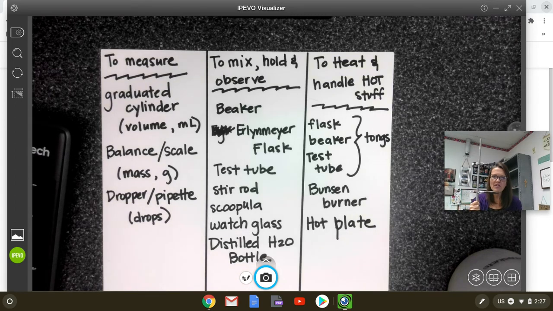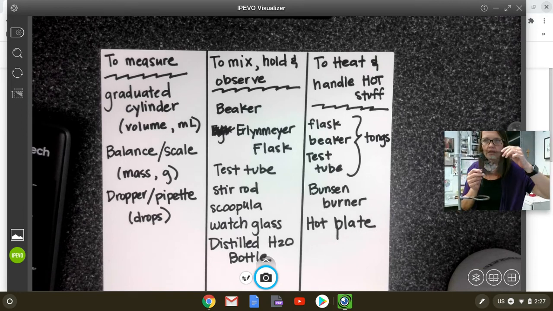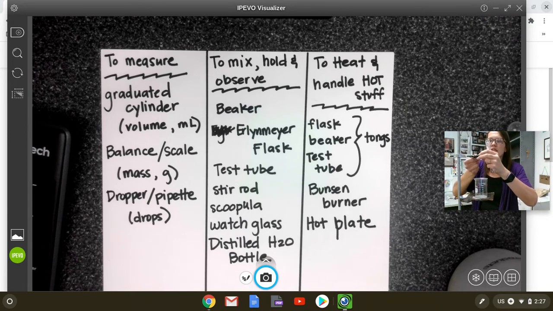But the general idea is that what you do with a ring stand is you take a piece of mesh. Here, I'm going to turn this down a little bit so that you can see. You take a piece of wire mesh and you set that on the ring. Then you take your beaker and you set your beaker on top of the wire mesh. Then you take your test tube and you put it into this clamp, this test tube clamp.